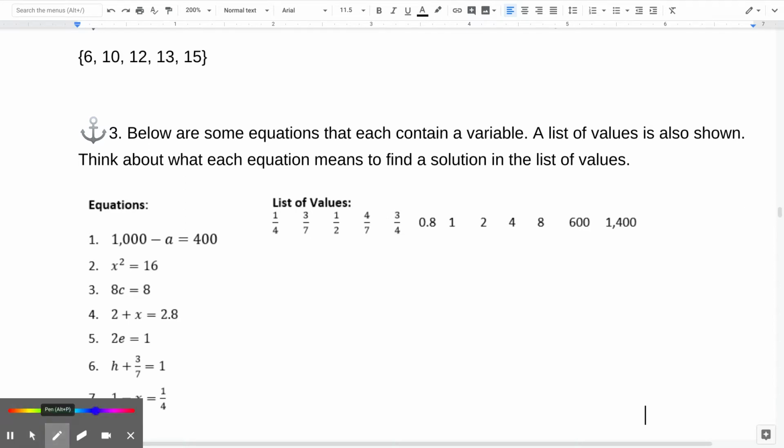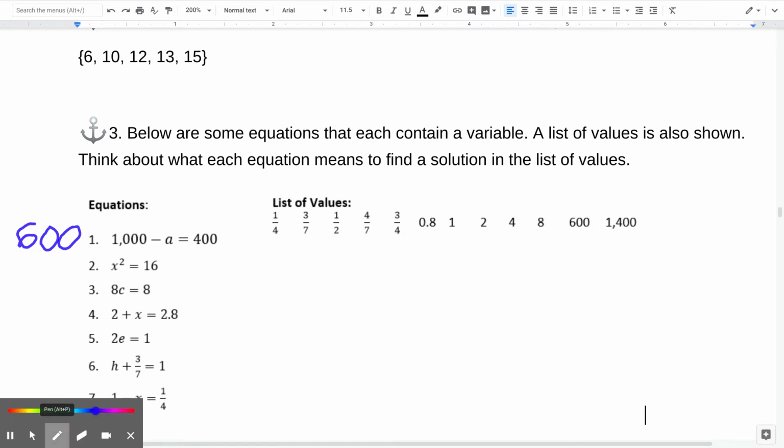For example, in number 1 here, we have 1,000 minus a equals 400. All of the numbers up to here, if I take 1,000 minus one of those numbers, it's going to be a lot more than 400. So I know that I only should need to test 600 and 1,400. So 1,000 minus 600 does indeed equal 400. So I know that number 1 has 600 as its a value that will make a true equation.